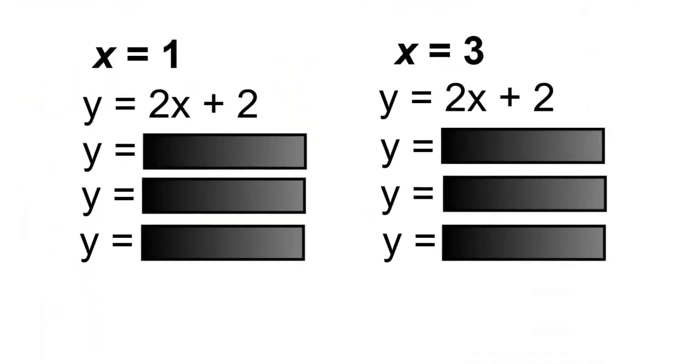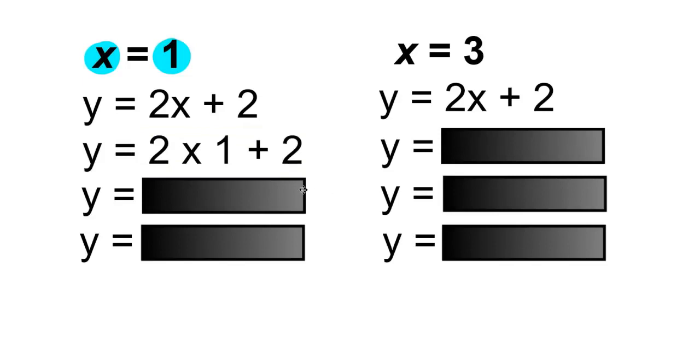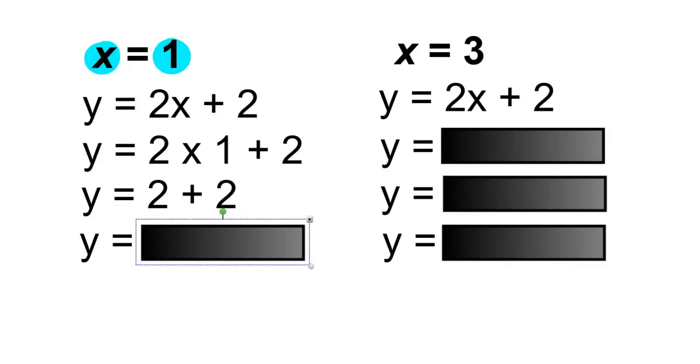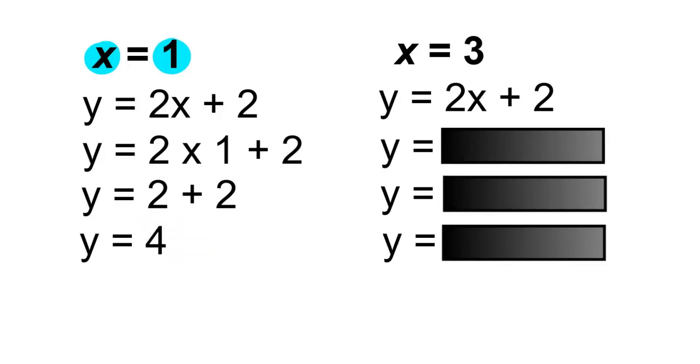We'll now try this again with the next equation. So when x is equal to 1, we'll solve for y. The equation we'll use is y equals 2x plus 2. So y will equal 2 times 1 plus 2. 2 times 1 is 2, and 2 plus 2 is 4. So when x is equal to 1, y is equal to 4.